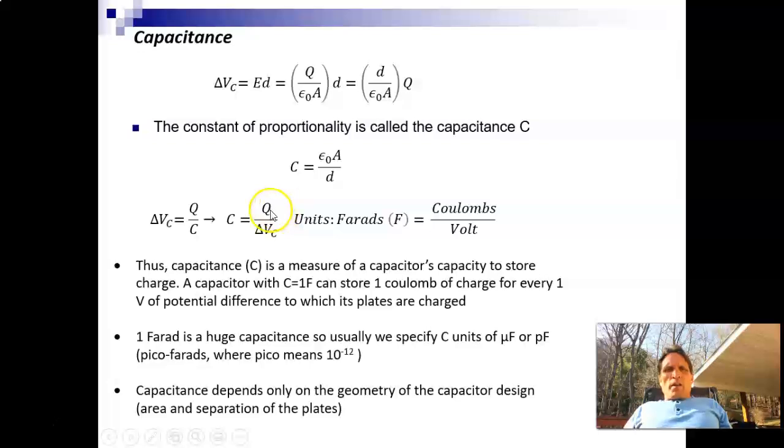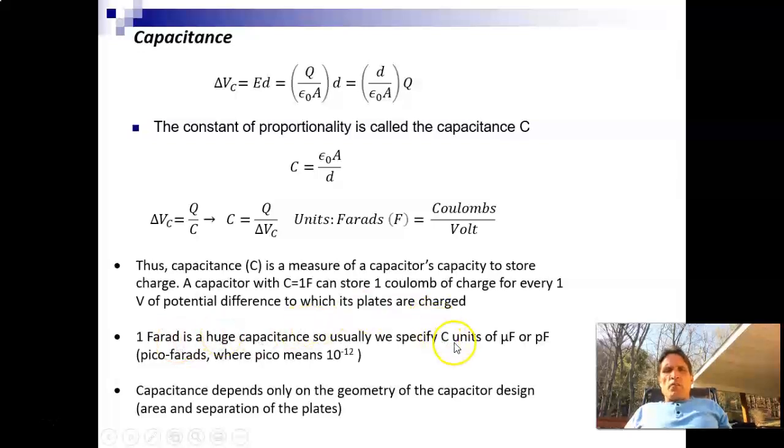So the capacitance describes how many coulombs of charge can be stored on the plates for every 1 volt difference between the plates that we charge it up. A bigger capacitor can store more charge for every 1 volt than a smaller capacitor. So it's basically a measure of how much energy or how much charge can be stored by the capacitor. Now a farad, you'll see in a little bit, is a really large value.